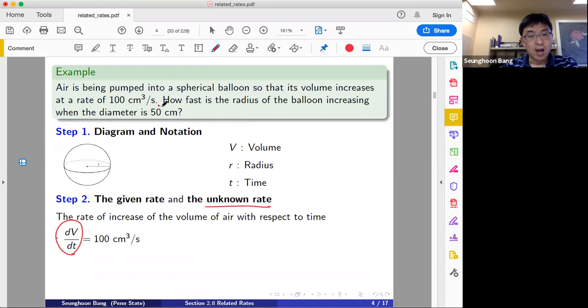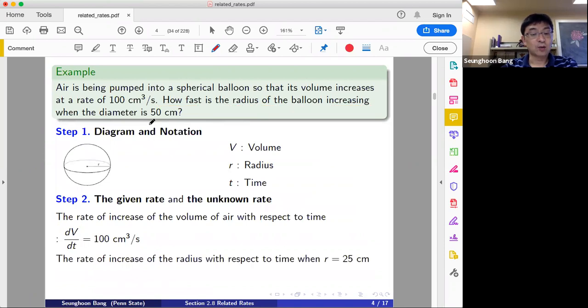From the question, how fast is the radius of the balloon increasing? So it is the rate of increase of the radius with respect to time t when the diameter is 50 centimeters. We don't have a notation for diameter, so you can change it to radius. Radius r is half of the diameter, 25 centimeters. So we can use the notation dr over dt when r equals 25.